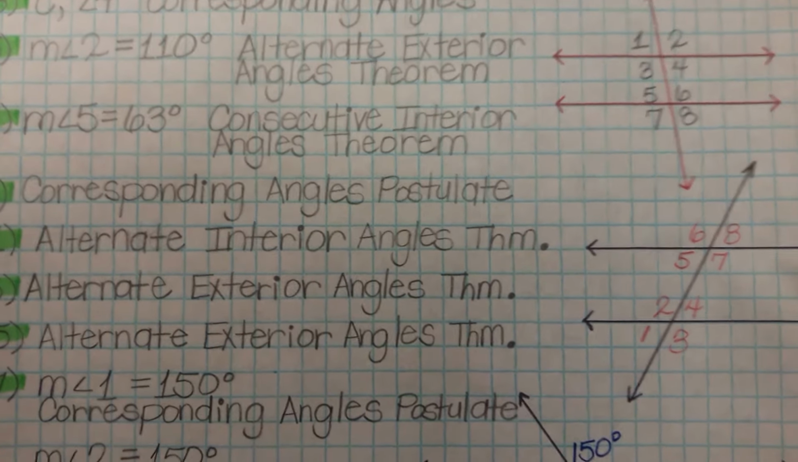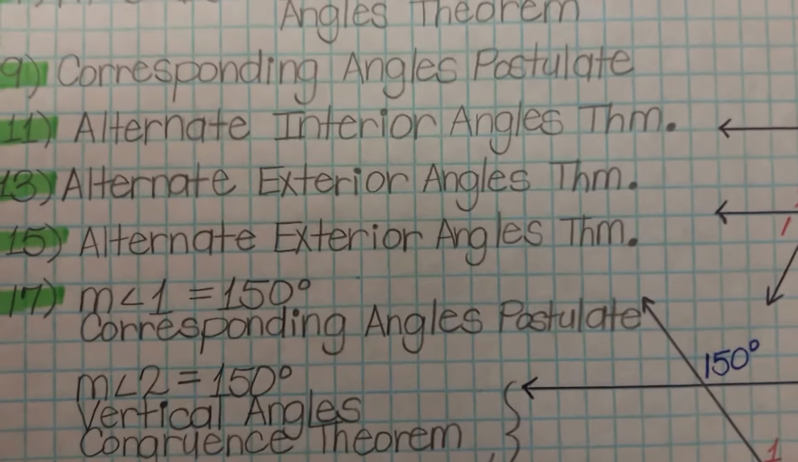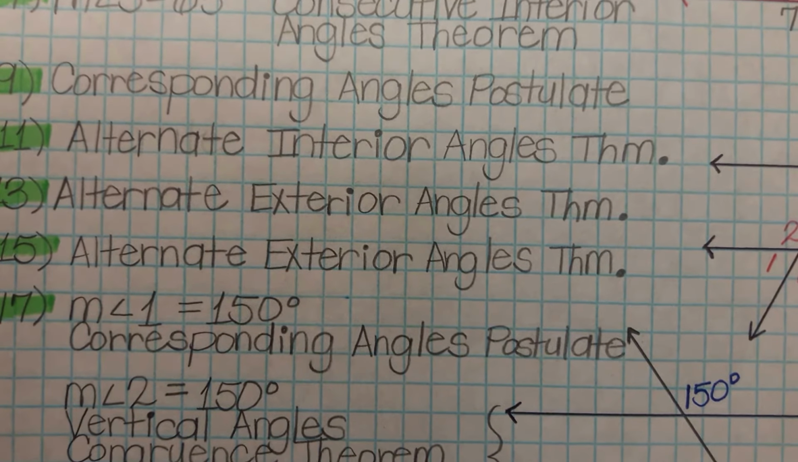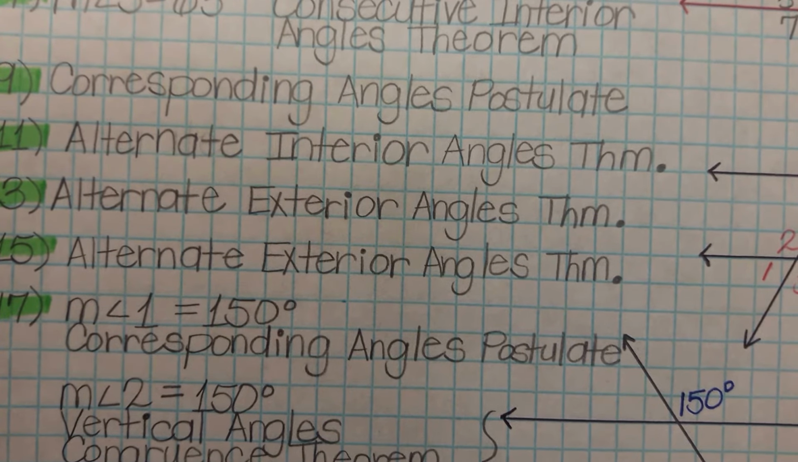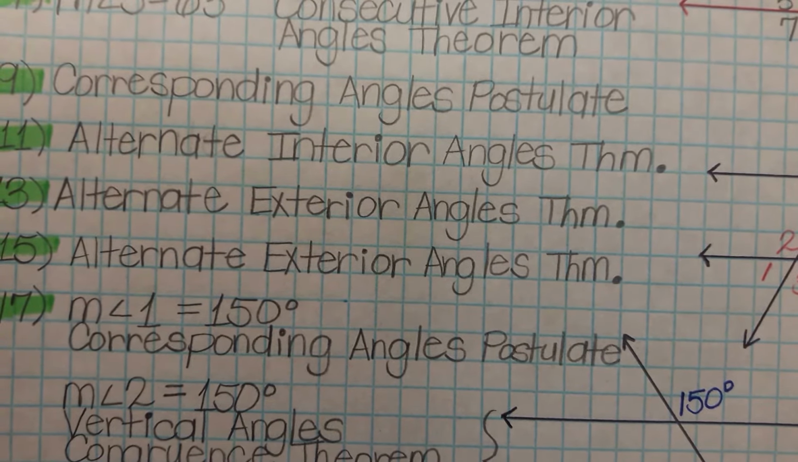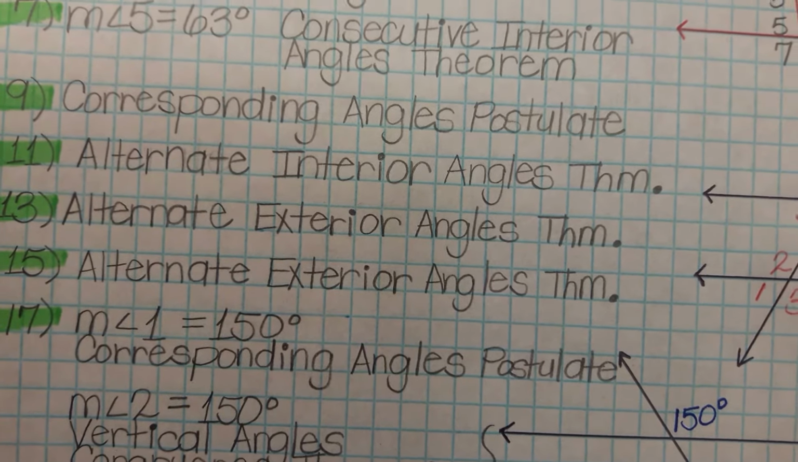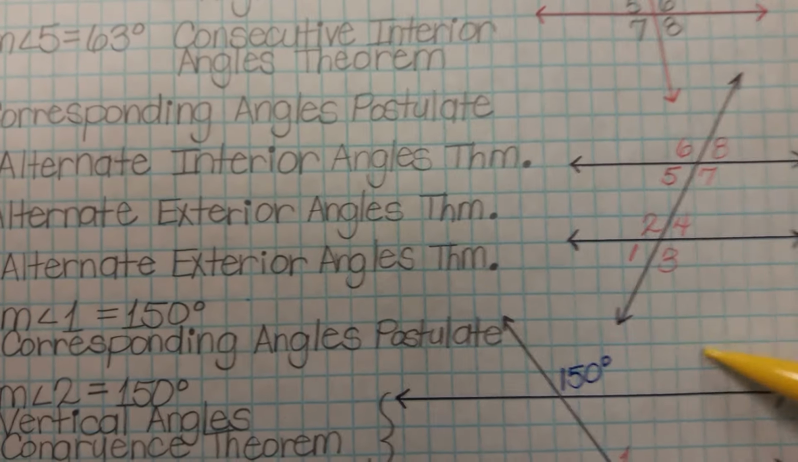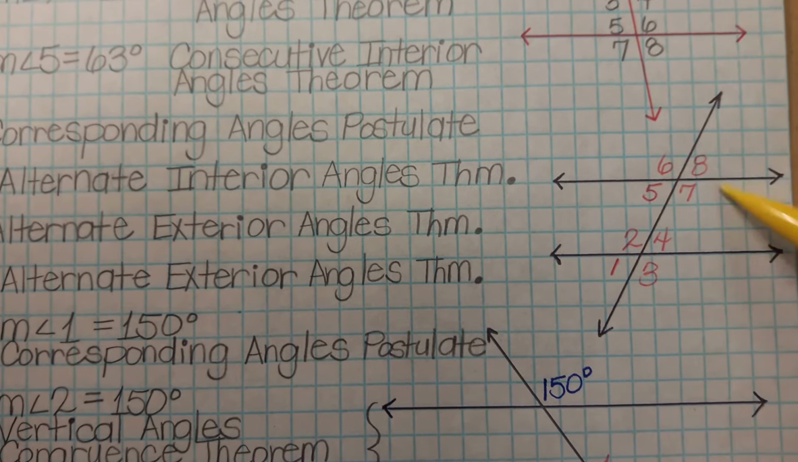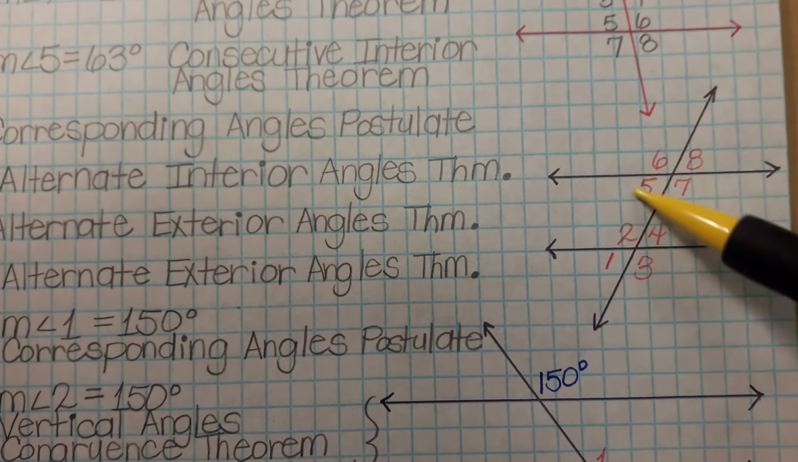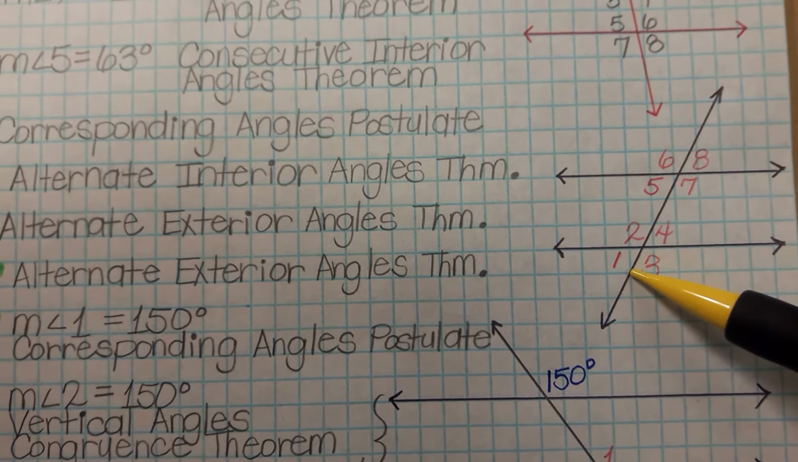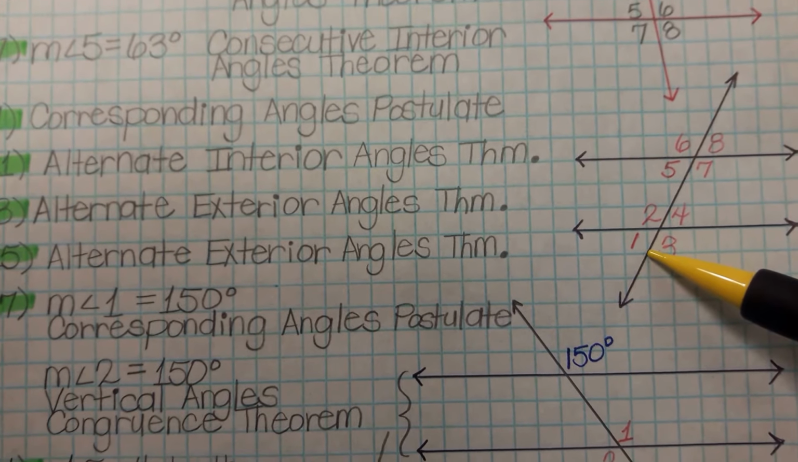Number 9. Number 9 says, what postulate or theorem justifies the statement about the diagram? As you can see, I drew a very similar diagram to what's in the book. My numbers are in the same order as it is in the book, okay? So that part makes it easy.